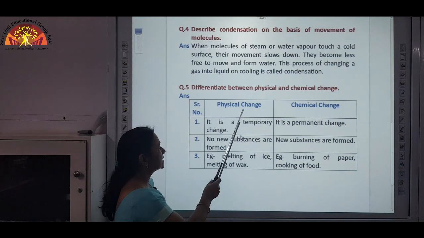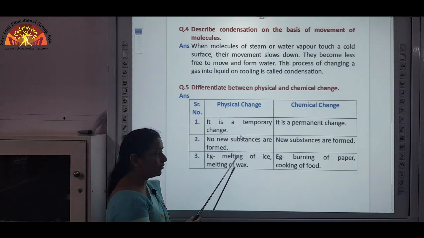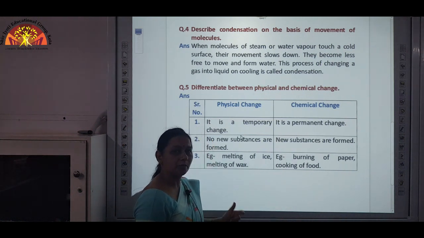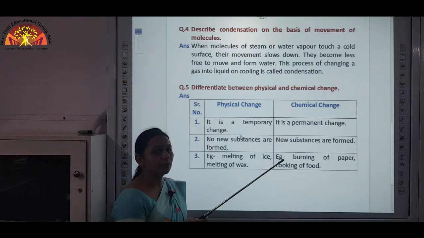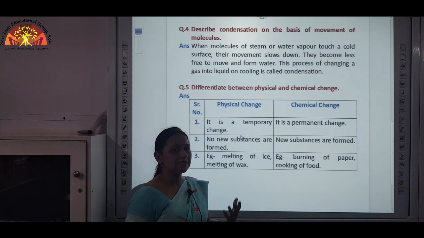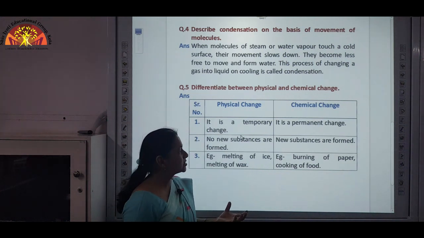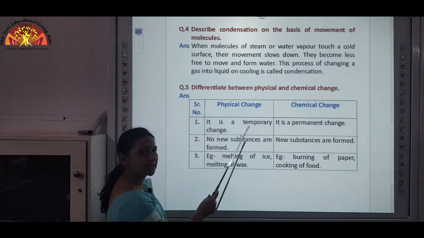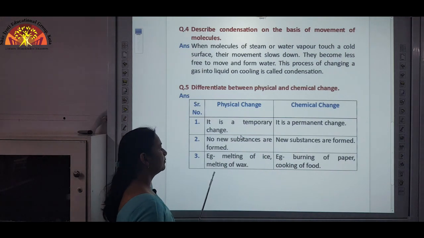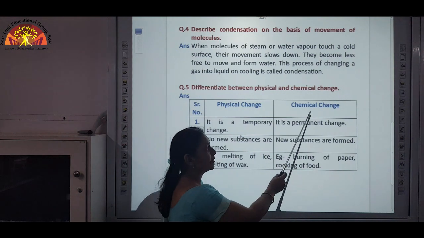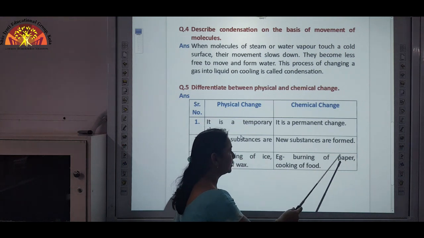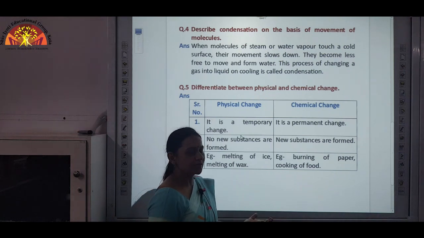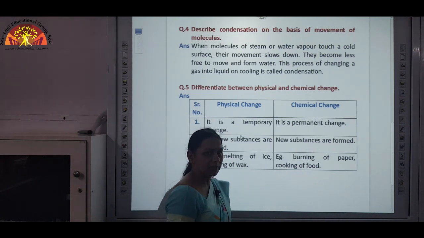So, this is a physical change where no new substance is formed, whereas in chemical change, a new substance with entirely new properties is formed, because when you burn paper, a new substance, that is ash, is formed. The examples of physical change are melting of ice, melting of wax, whereas examples of chemical change are burning of paper, cooking of food, boiling of rice, baking of cookies. All these are examples of chemical change.